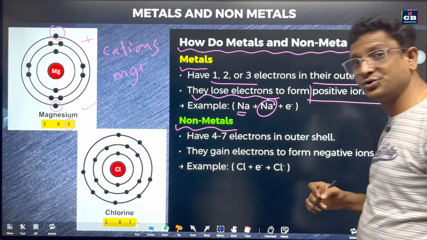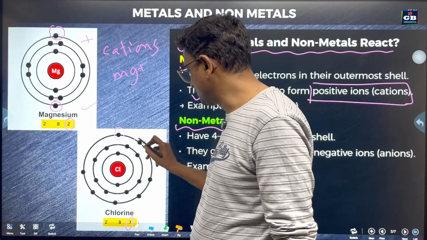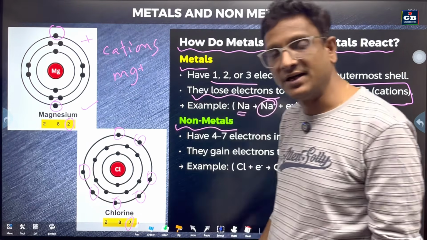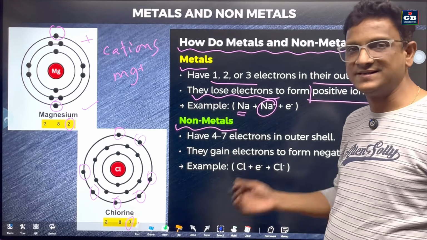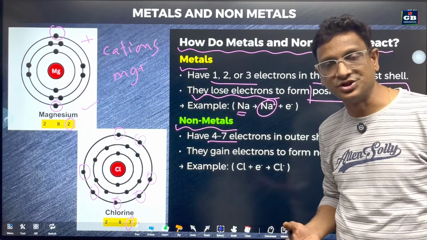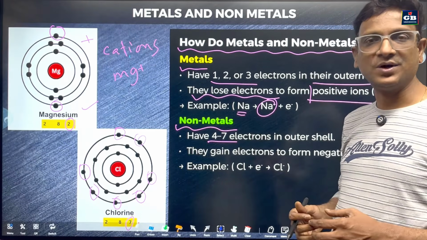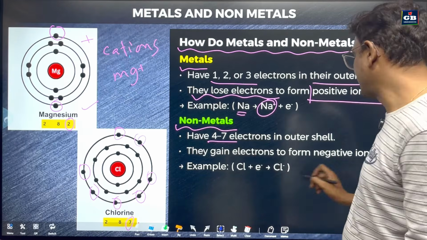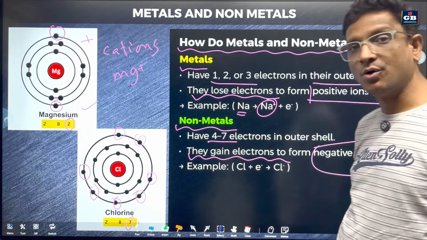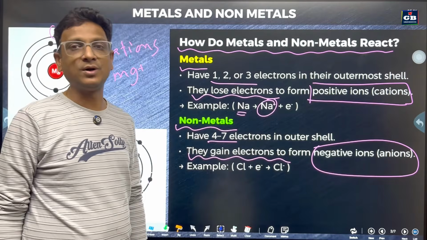Non-metals have 4 to 7 electrons in their outer shell. Chlorine, 1, 2, 3, 4, 5, 6, 7, has 7 electrons in the outer shell. Chlorine is a non-metal. So non-metals usually have 4 to 7 electrons in their outer shells. So they cannot lose 4 to 7 electrons. So what do they do? They gain electrons to form negative ions or anions.